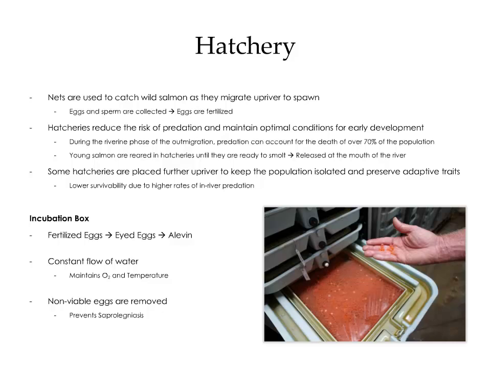Development begins in the incubation box. The fertilized eggs are kept in these boxes until they develop into eyed eggs and alevin. The developing eggs are given a constant supply of fresh water to maintain optimal levels of oxygen and temperature. Non-viable eggs are removed in order to prevent saprolegniasis. This is a condition caused by the oomycete Saprolegnia. If Saprolegnia were allowed to grow on the non-viable eggs, it could quickly spread to the viable eggs, reducing survivability.